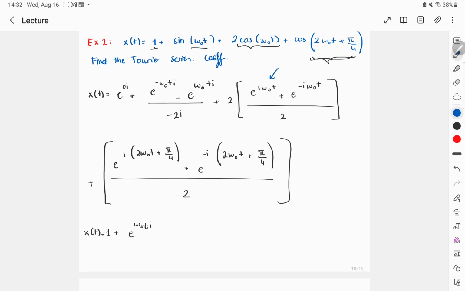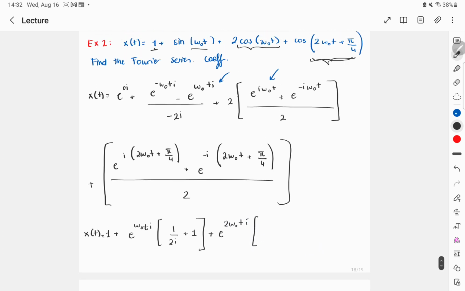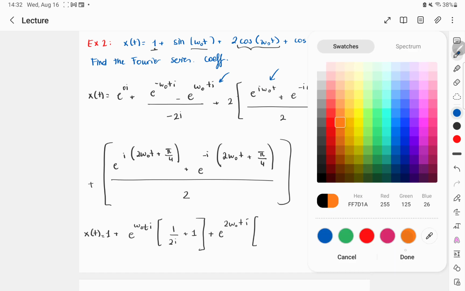We have it here, we have it here, and that's it. So we will write it into parentheses, and it will give us 1 over 2j, 2i, sorry, plus 1. Plus, we will write the next element, which is e to the power of 2 omega ti, and let me see where we have these expressions.